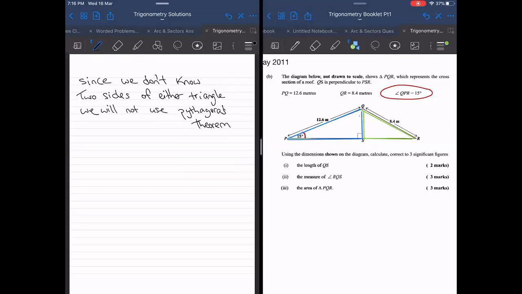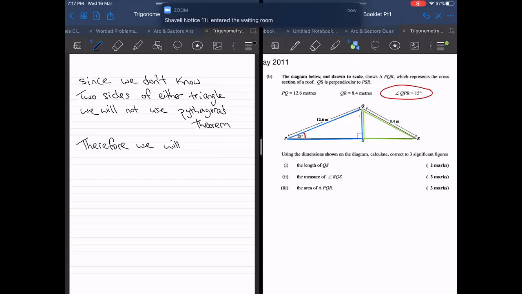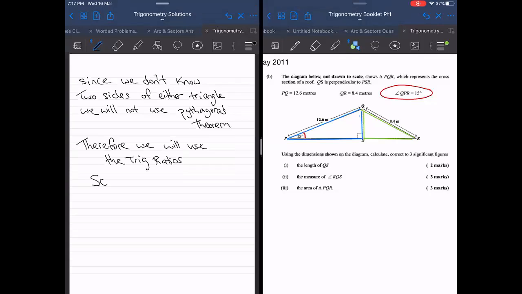Right, which based on everything I taught you on Sunday, that only leaves you with the trig ratios. All right, therefore, we will use the trig ratios. And by that we mean SOHCAHTOA. So either the sine, the cos, or the tan.